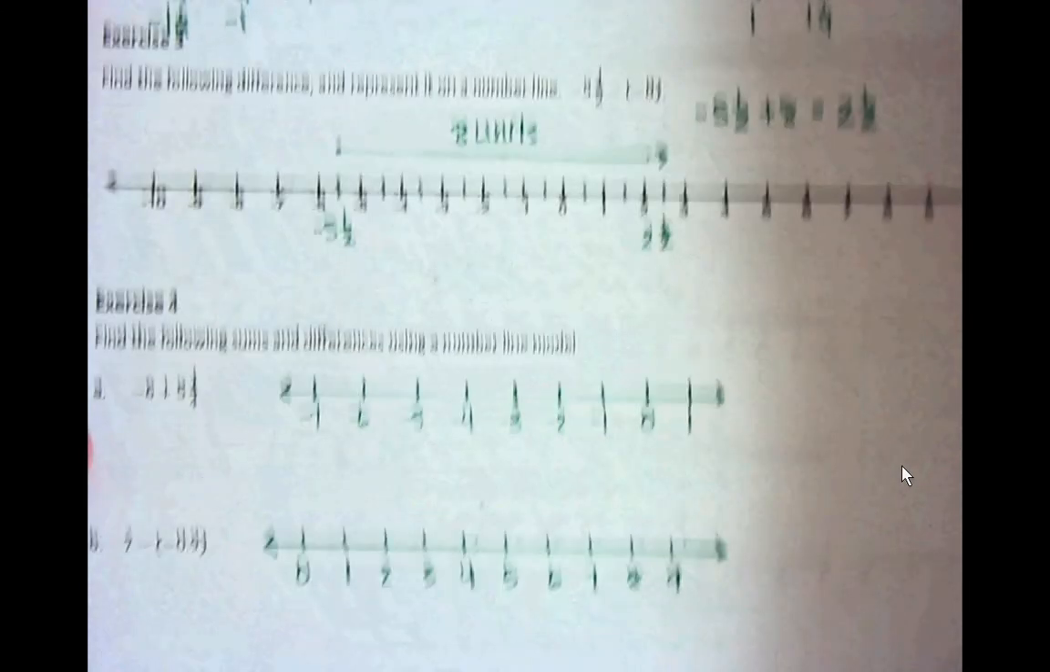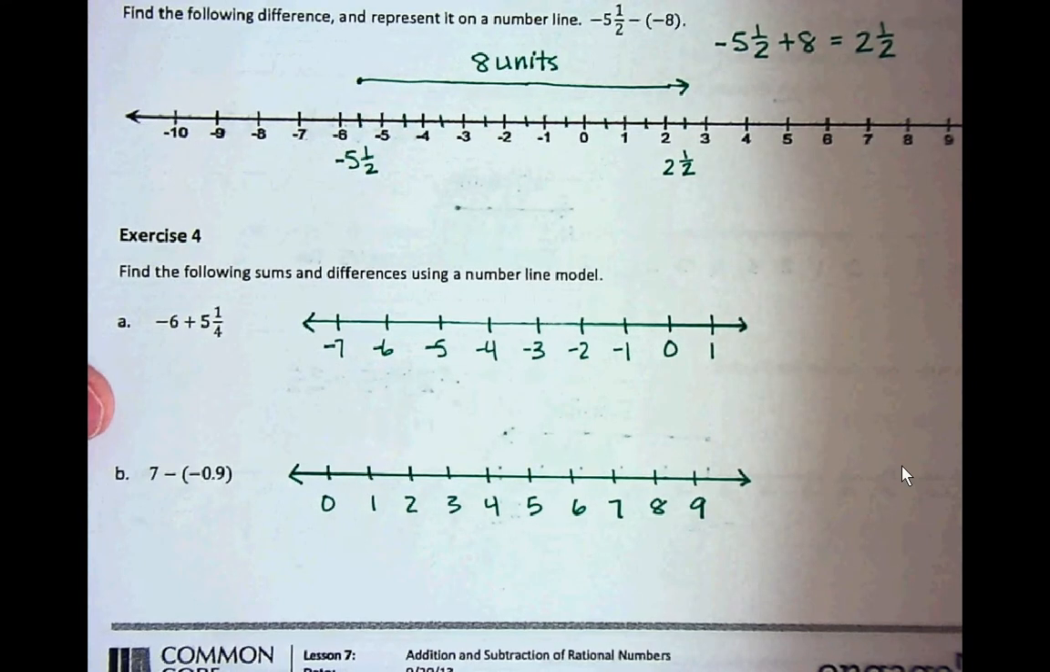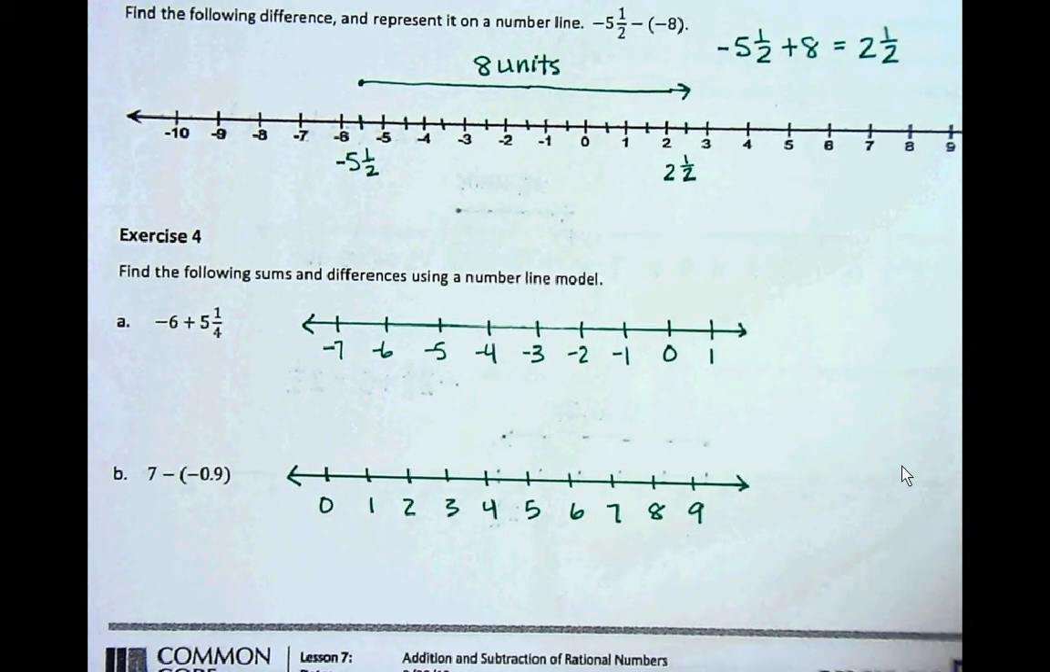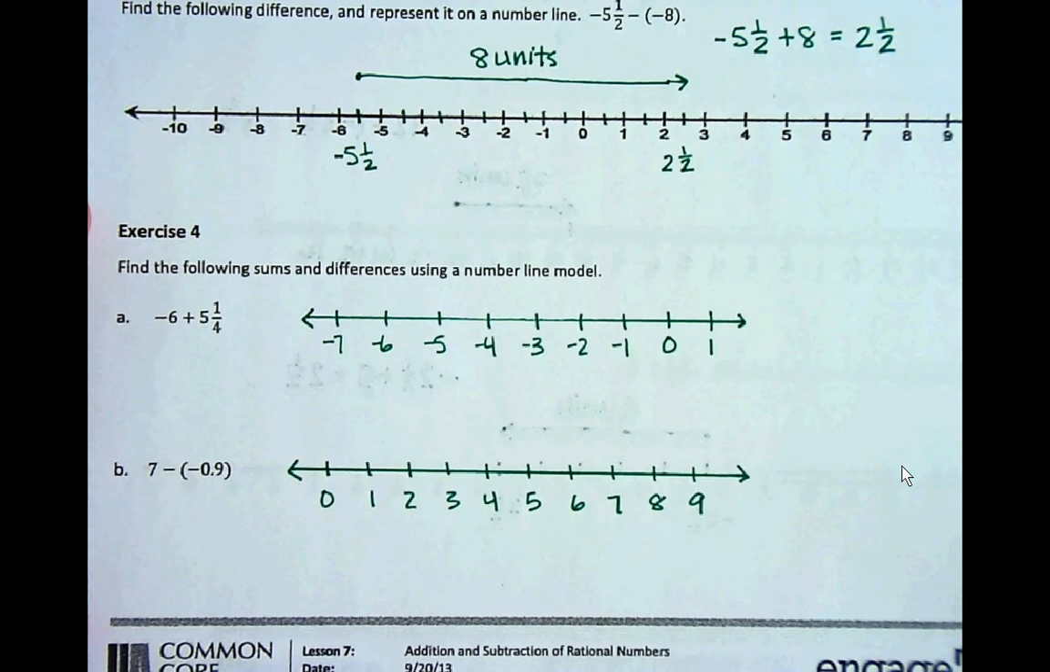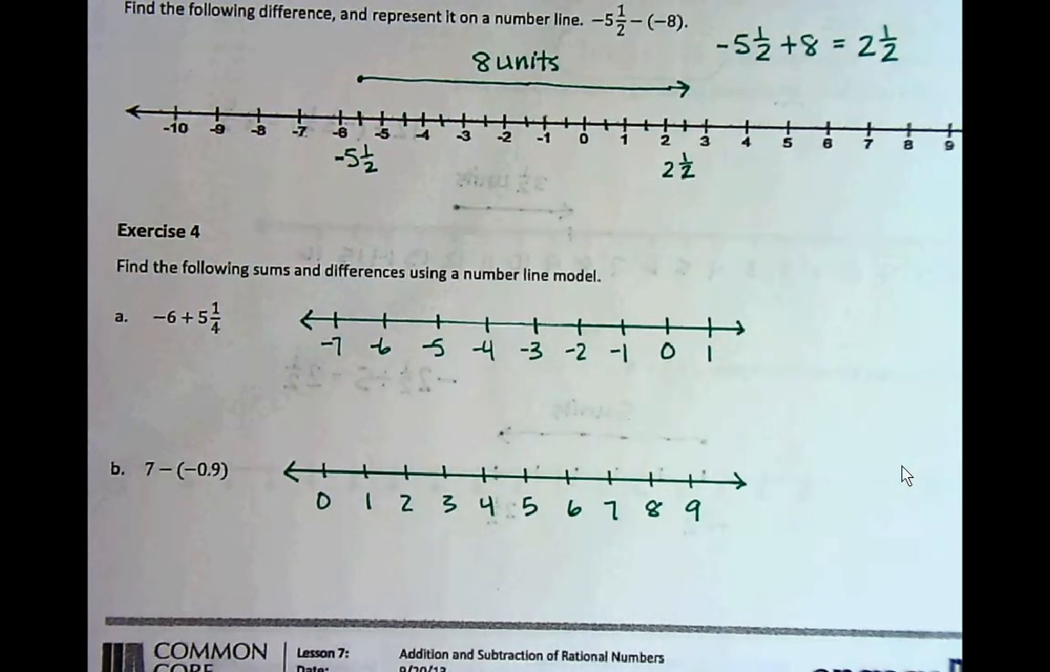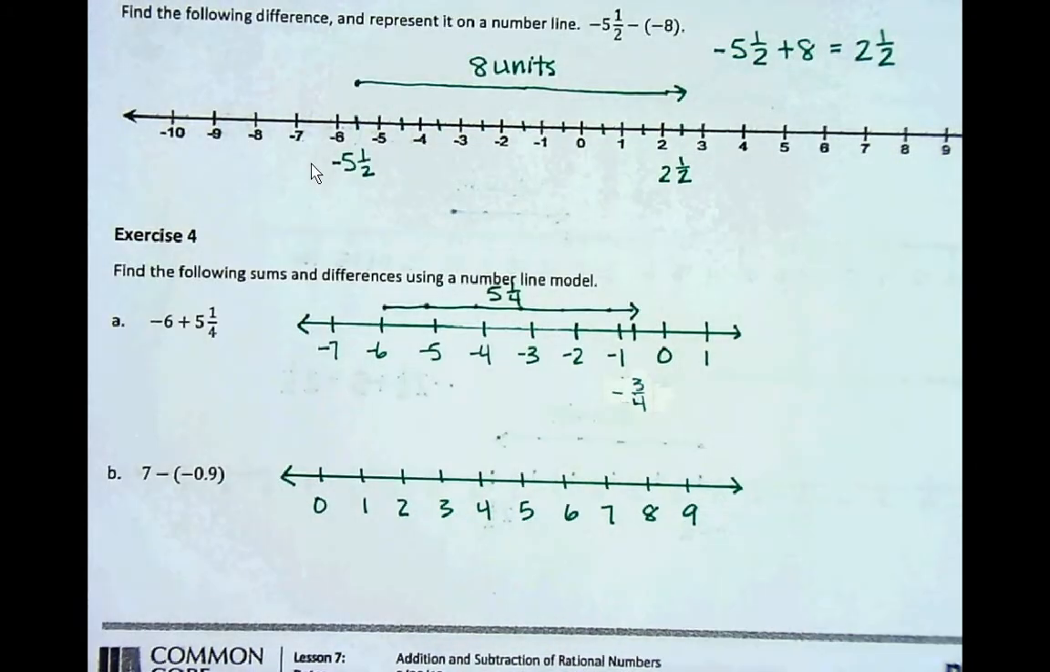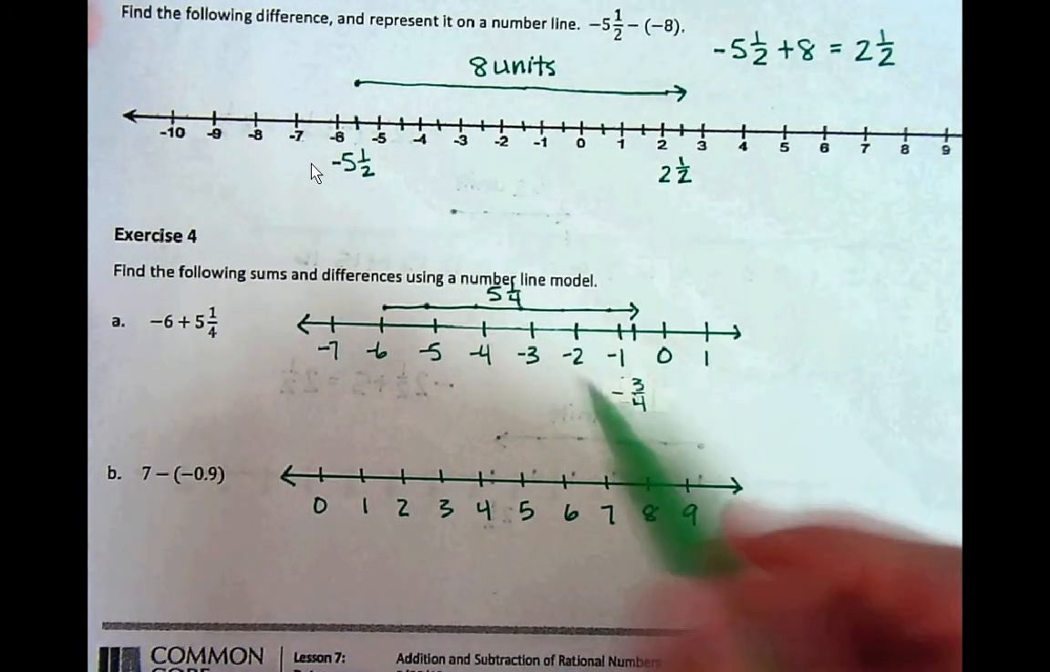All right, exercise 4. I've already numbered the number lines. You're supposed to do this yourself. So stop the video, try these yourself, and then go ahead and continue the video and check to see if you're correct. All right, so here's the first one.